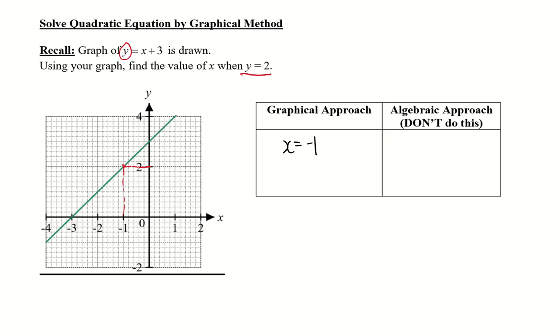If I do an algebraic approach, I substitute y equals 2 into the equation, so 2 equals x plus 3, and I solve it. X equals 2 minus 3, x equals -1. However, because the nature of the question says using a graph, we won't do the algebraic approach. But you realize that with both we get the same answer. So let's go to the quadratic equation.